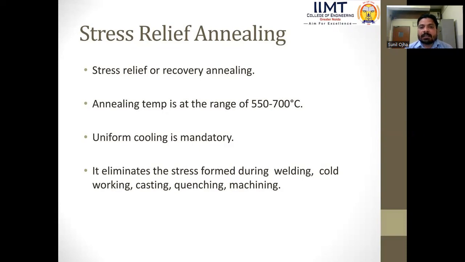Annealing temperature is in the range of 550 to 700 degrees centigrade. Uniform cooling is mandatory. Cooling rate should be uniform. It eliminates the stresses formed during welding.